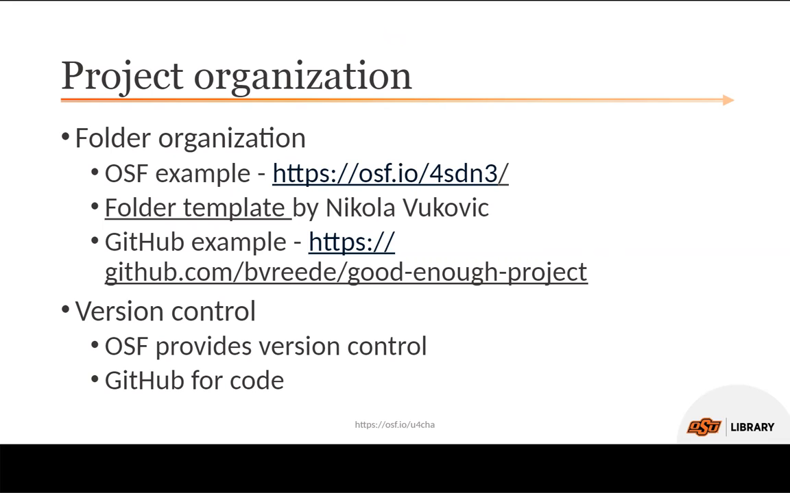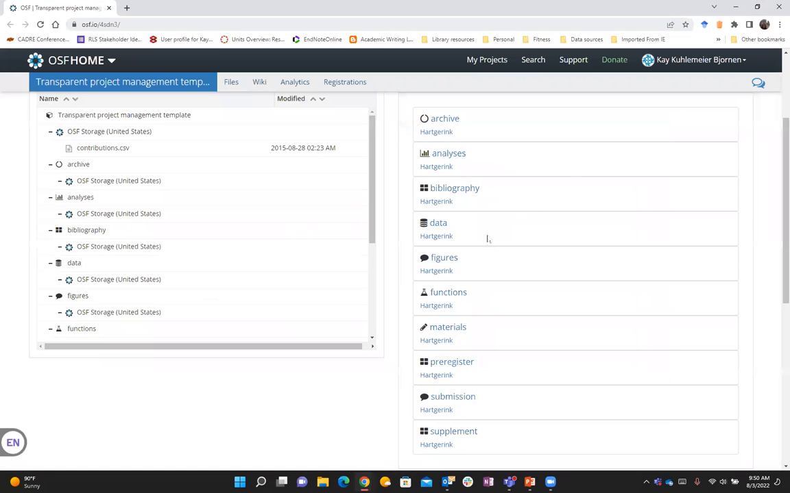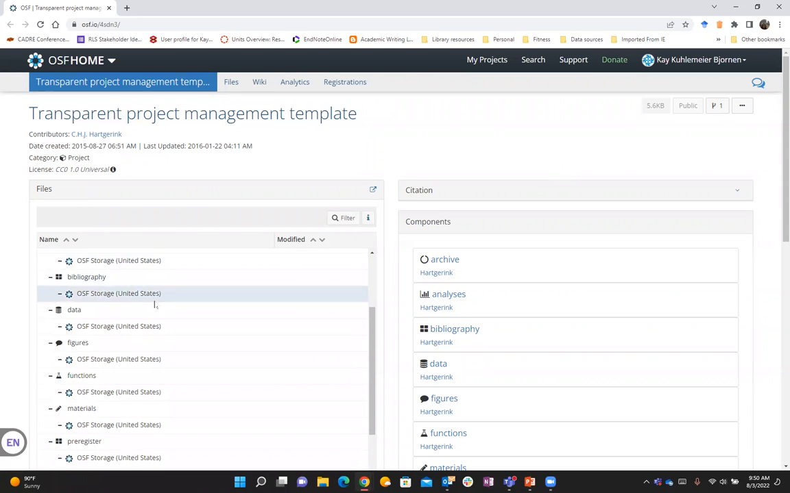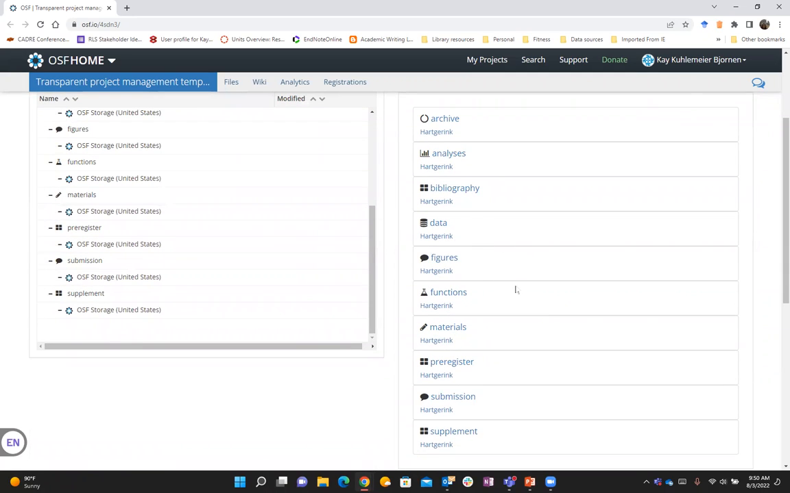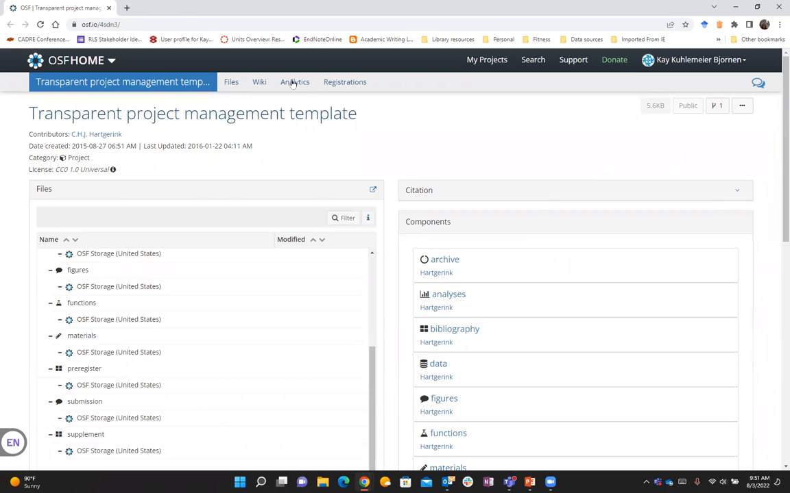Let's see if I can show you the OSF, just because I've mentioned OSF so many times. Okay, all right, so this is the template that I have marked there with the link. And this is a transparent project management template. If you do a search in OSF, you can find any number of different templates, but you can see that this one is set up with a series of folders and sites for maintaining everything from figures and data and pre-registrations and so on. Good place to start if you are interested in trying to find a starting point for a project management template.